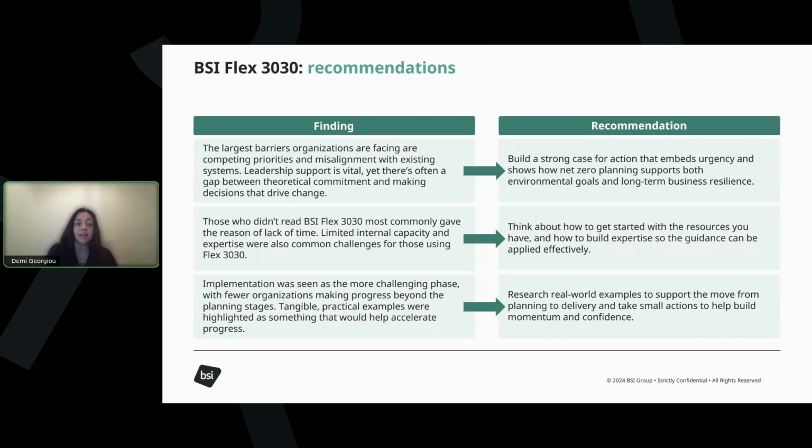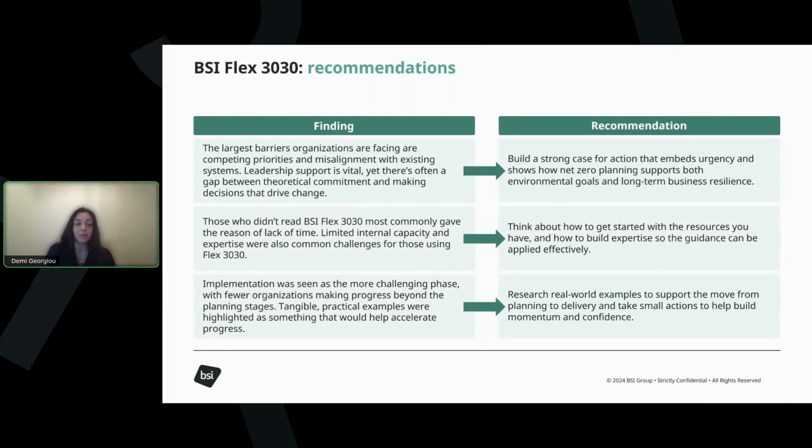The second finding is that among those who didn't read the flex, as I mentioned on the last slide, most commonly gave the reason of lack of time, not being able to get around to it yet. When we asked about challenges, we also found that limited internal capacity and expertise were common challenges that many faced. So the recommendation here is to think about how to get started with the resources that you do have and how to build expertise so that the guidance can be applied effectively.